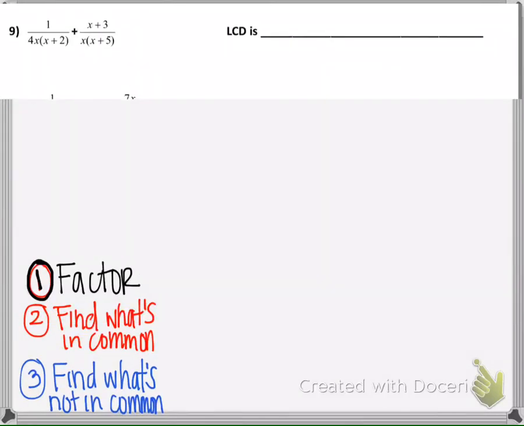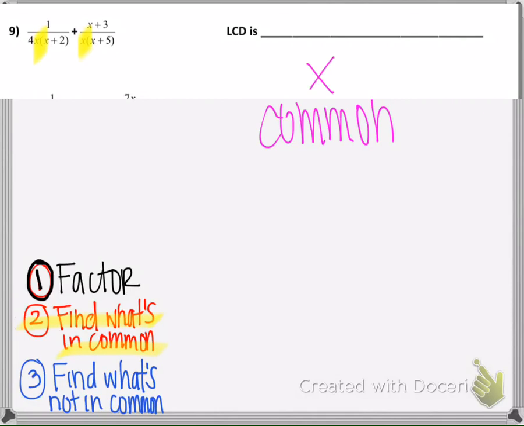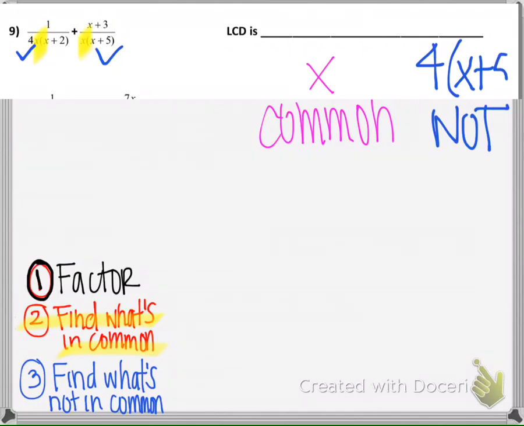Okay, so let's go ahead and start with what's in common. So I see an x here and an x here. So they both have an x in common. And then the 4 is not in common, and the x plus 5. So if we put that all together, our least common denominator is 4x times x plus 5.